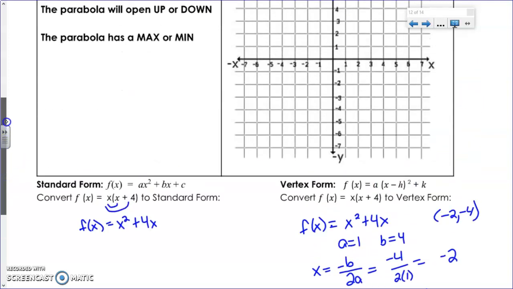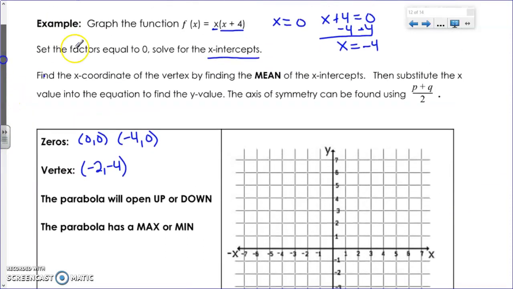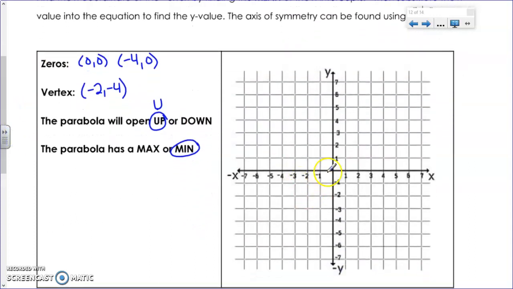So let's go back up here and graph now. So our vertex is negative 2, negative 4. Now, our a is 1, so this is going to open up, and it's going to give me a minimum. Okay? So we're here at negative 2, negative 4, 0, 0, and negative 4, 0. And then we're going to draw our parabola and be good. All right, guys.